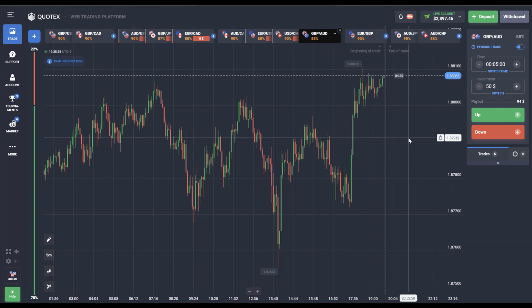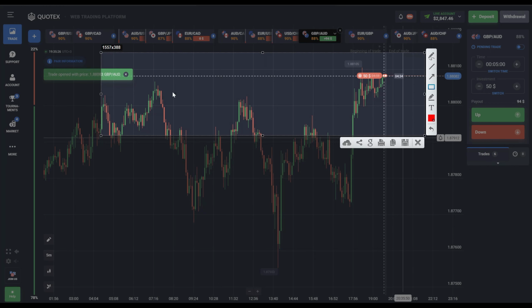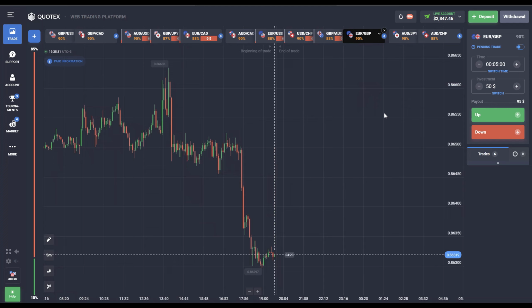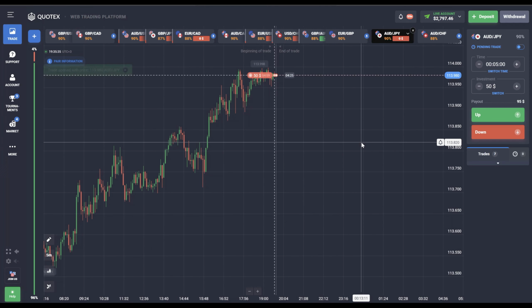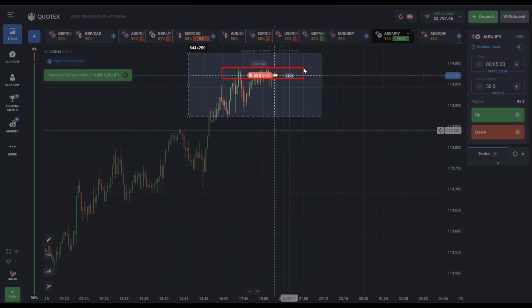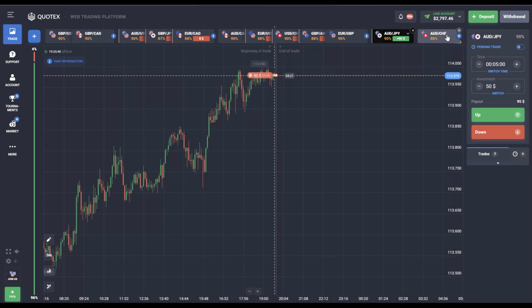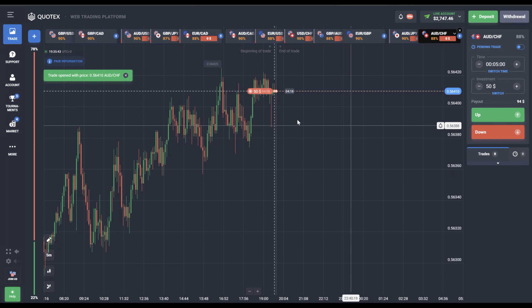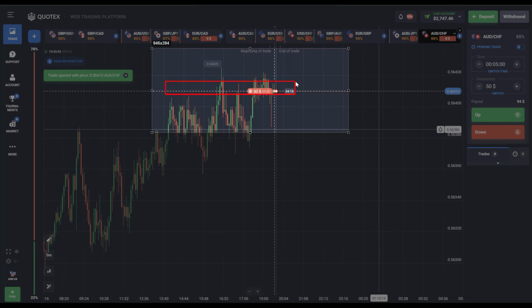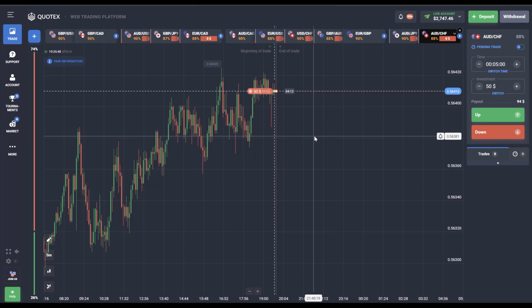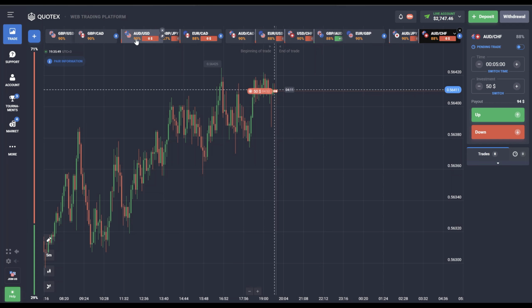British pound Australian dollar, I'll open a short position, local maximum. It's simple here, we're waiting for the price to fall. Australian dollar yen, also a local maximum. The price hit the zone and will most likely go lower. Australian dollar Swiss franc, I'll also open a short position, also a local maximum for us, and I'm also waiting for the price to fall. 8 trades are open. All 8 trades were in the red at this moment.